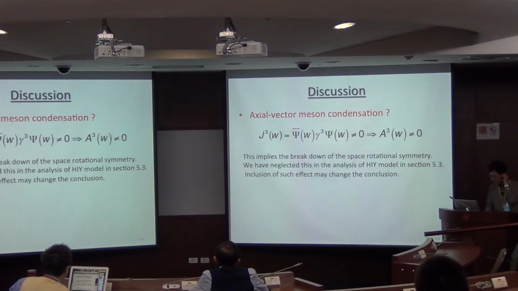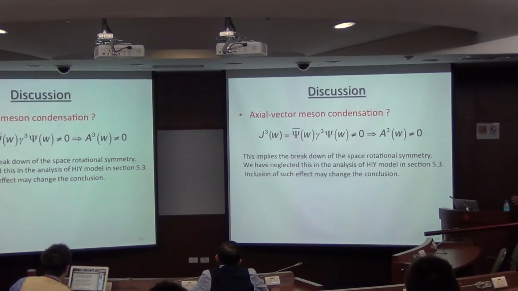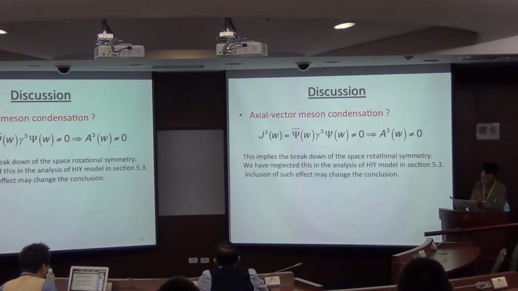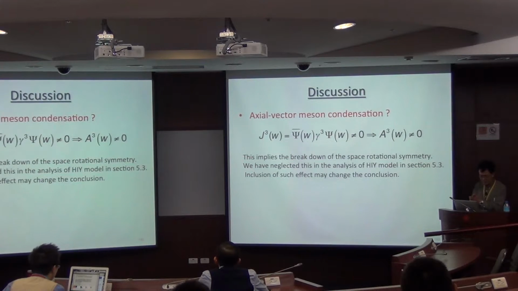Then we have neglected this in the analysis of HI model in section, not 5.3, but 6.3. Inclusion of such effect may change the conclusion. This means that this mean field is still problematic, but we are trying to resolve this at this moment. But I would appreciate it if you can find any solution for this problem.